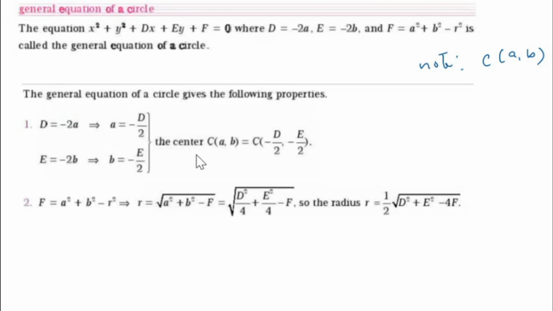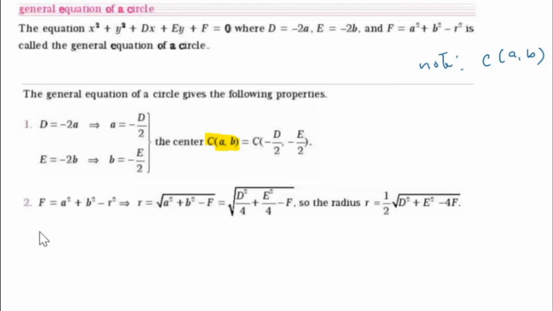So the center, which has the coordinates (a, b), can also be written as (negative d over 2, negative e over 2), which can be seen from the coefficients based on the general equation of a circle.